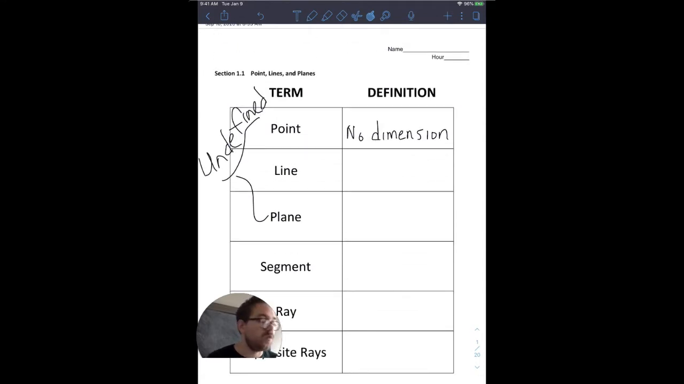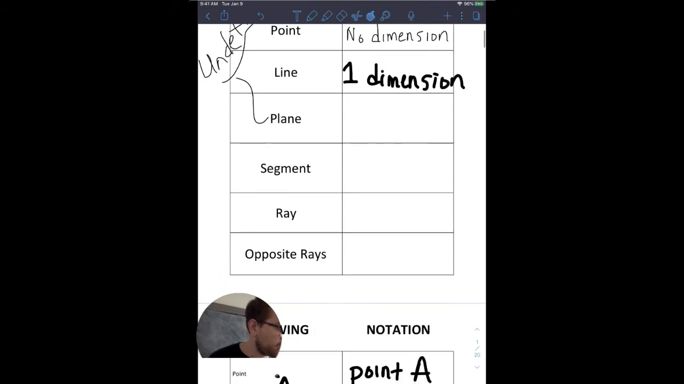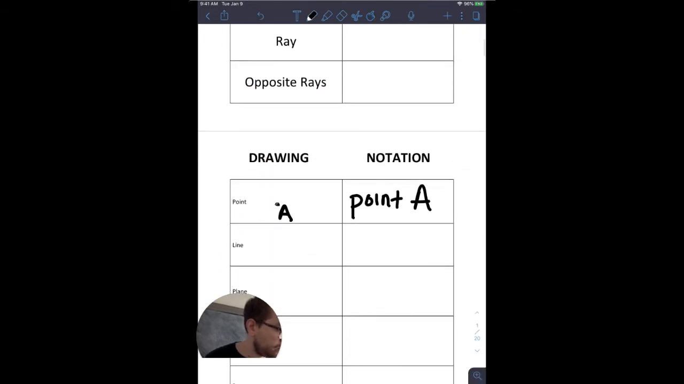A line has one dimension. And it's represented by a line with two arrowheads. So the drawing would look like this. A line with two arrowheads at the end, and we've got points on that line, let's say points A and B. And so with this line that has points A and B, we would call this line AB.